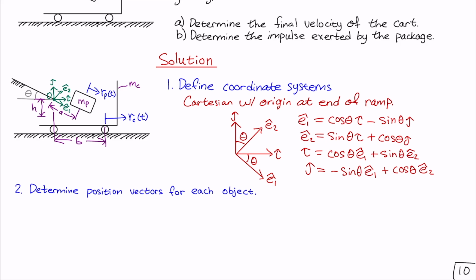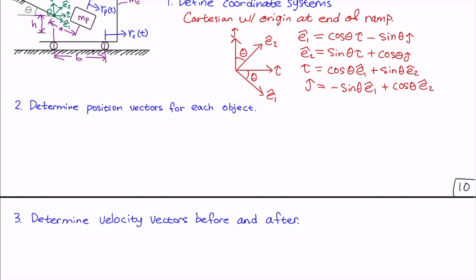From here, we're going to go and determine our position vectors for each object. So first, we're going to start with our package. We'll say MP here. And at its current position, we're going to say that RP, the vector, is equal to, in fact, I didn't draw my position vectors. So let me go and do that.